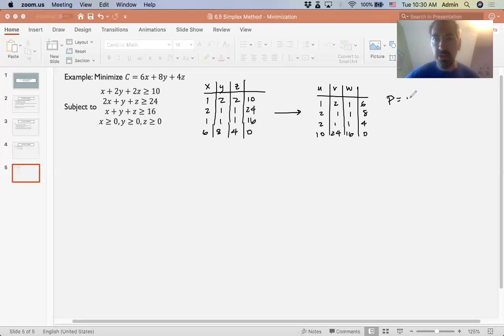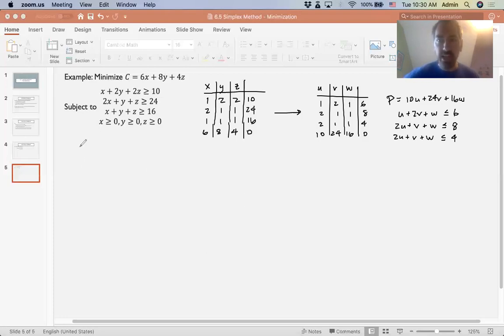Meaning that we have this profit function 10u plus 24v plus 16w, subject to u plus 2v plus w less than or equal to 6, 2u plus v plus w less than or equal to 8, 2u plus v plus w less than or equal to 4. Okay, so now we can solve this dual maximization problem just like what we've done in the previous videos with the standard maximization problems.